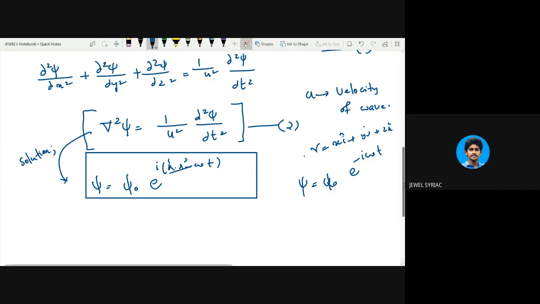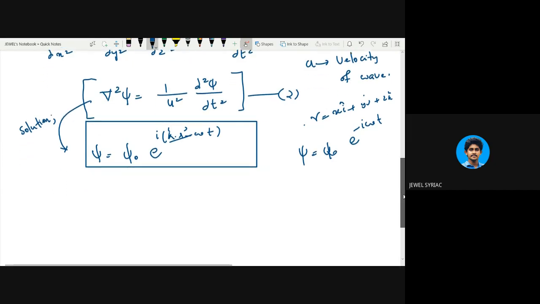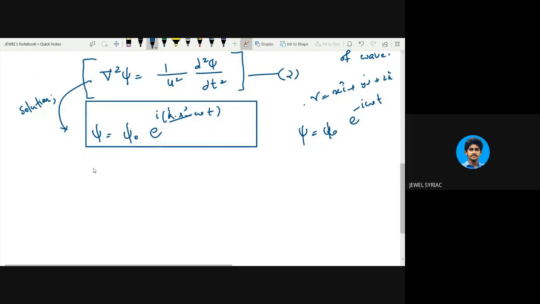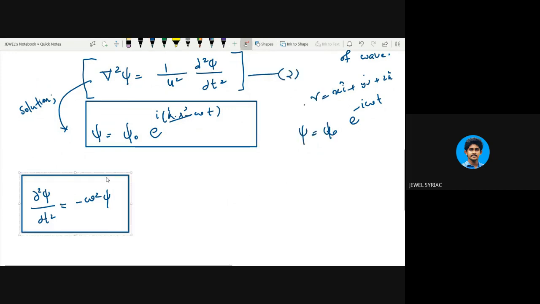Now differentiate this equation with respect to t two times. That means ∂²ψ/∂t². Our wave function expression, we partially differentiate it twice with respect to t. Then we will get −ω²ψ. How? Differentiate our ψ with t. If you want to understand how this is obtained, just differentiate ∂ψ/∂t.